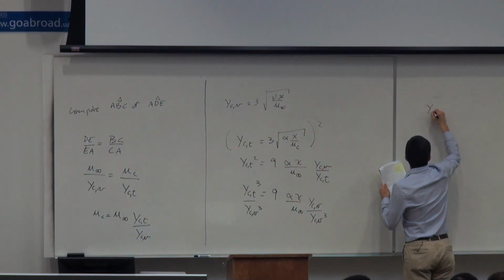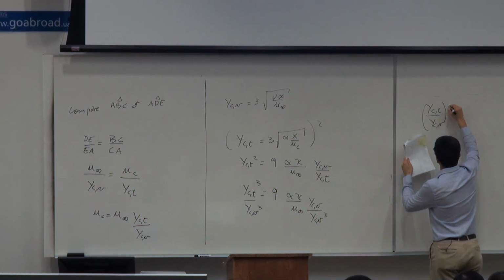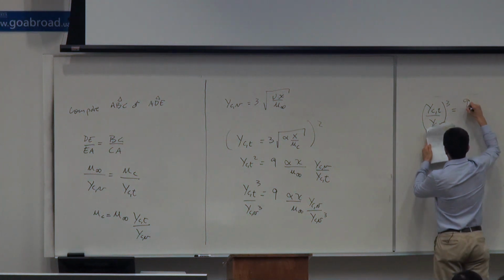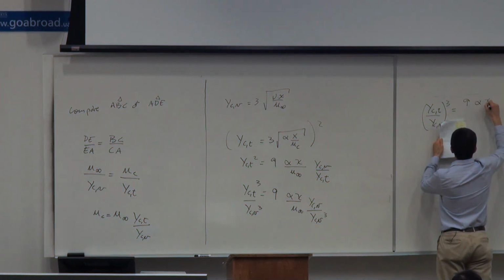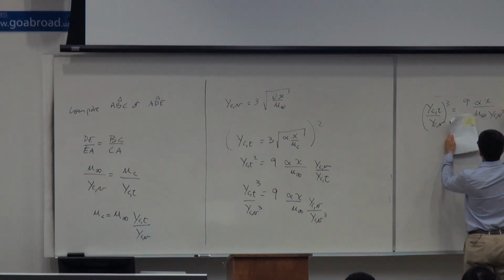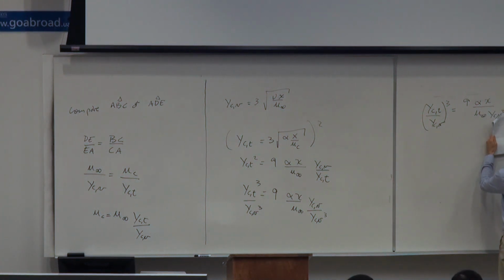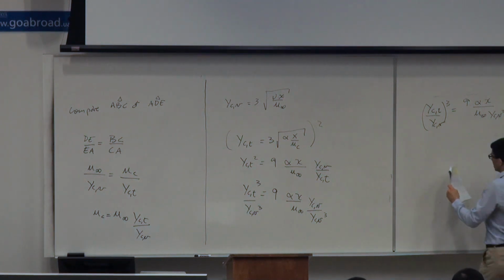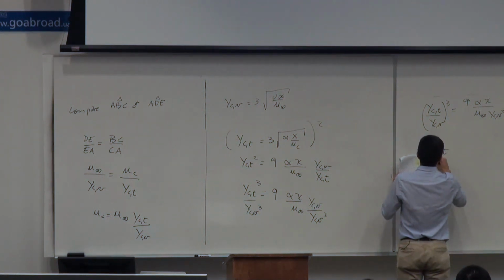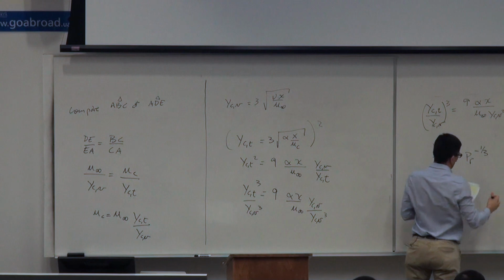YCT over YCV cubed is 9 alpha x over U infinity YCV squared, and this is 9 alpha x over U infinity, and we discussed this already, U infinity. So we would have that YCT over YCV is Prandtl to the minus 1/3.